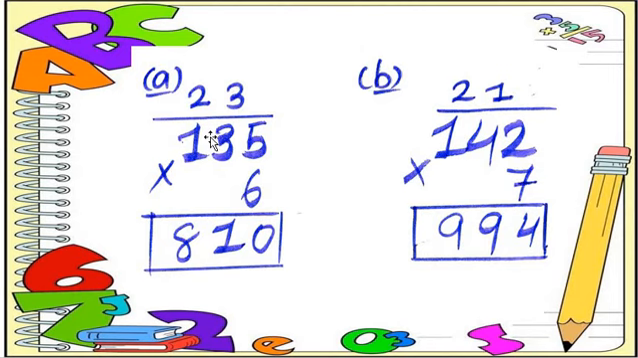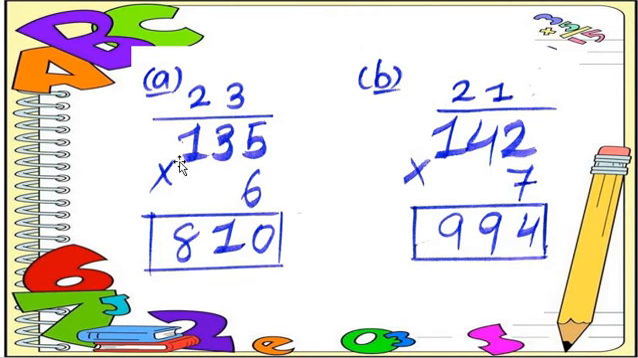Then after that, 6 3s are how many, all students? 18. 18 plus 3, how many? 19, 20 and 21. So 21, 1 here and 2 as a form of carry again.